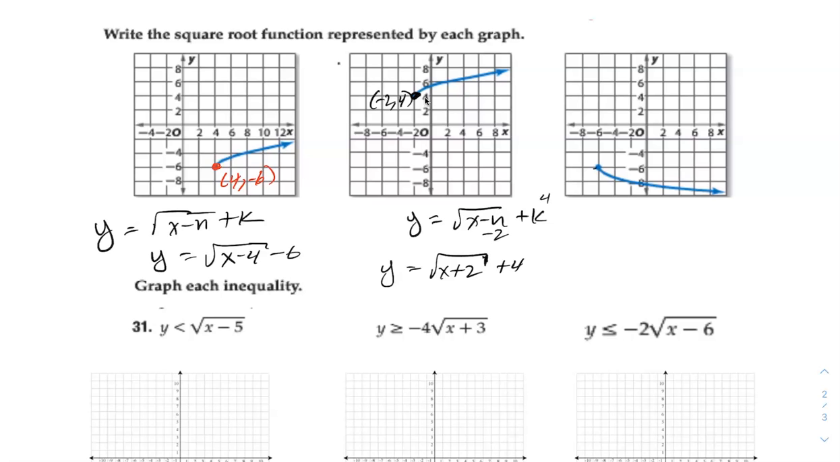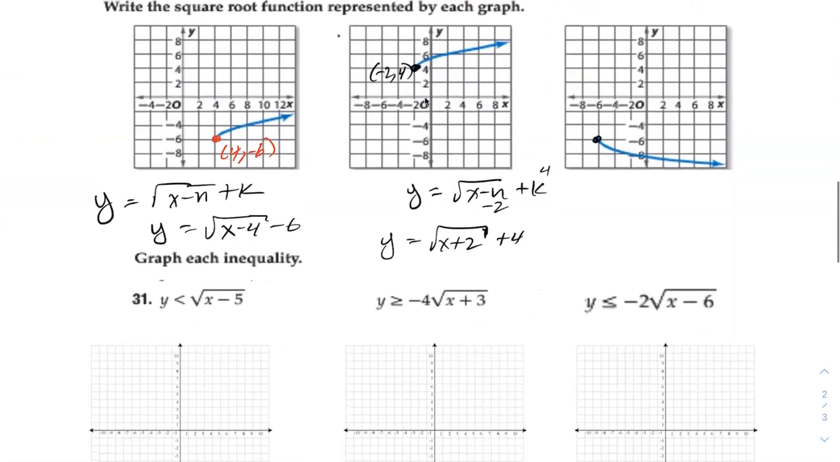Next one, that point is -6 and -6. Our general equation is this. So the -6 there, -6 there. Now there's one difference here. Notice it's opening down, so it means there's a negative on the outside. Just make the flip, so it's actually going to look like this.